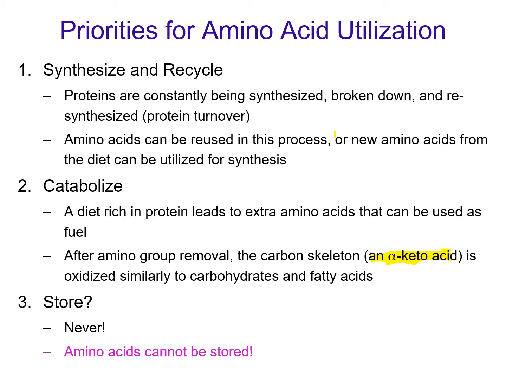go through the process of creating acetyl-CoA so that you can go back and produce fats for storage or glucose for storage. Because we can't store protein, we have to remove the amino group and store it as the carbon skeleton in the form of fats or carbohydrates.